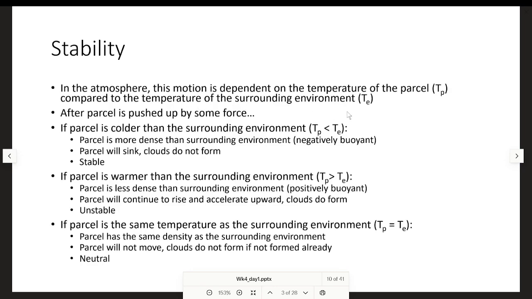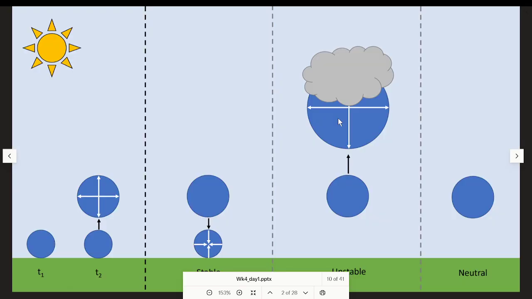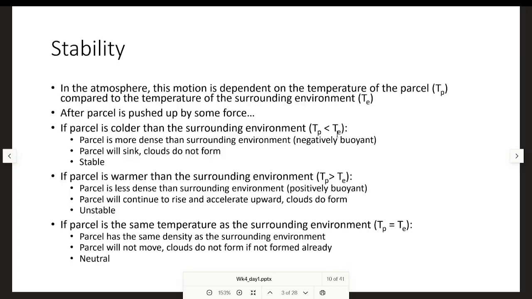So here is a brief overview of the last class. Actually, let's talk about this, because this talks about the environmental temperature. The environmental temperature and the parcel temperature are what's important for knowing if something is stable, unstable, or neutral.